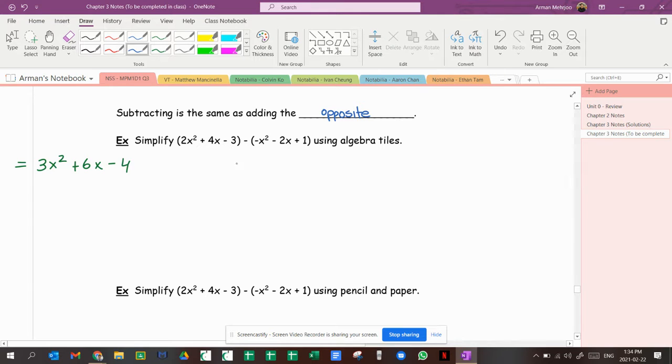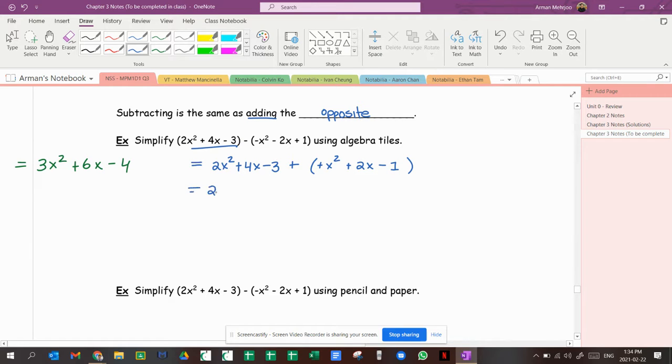So let's do that. Let's add the opposite. Now this method personally is easier to understand. All you got to do is, well, this stays the same. And you see here how I'm subtracting? Well, they tell me subtracting is the same thing as adding the opposite of each one of these terms. So the opposite of negative x squared is positive x squared. The opposite of negative 2x is positive 2x. And the opposite of positive 1 is negative 1.